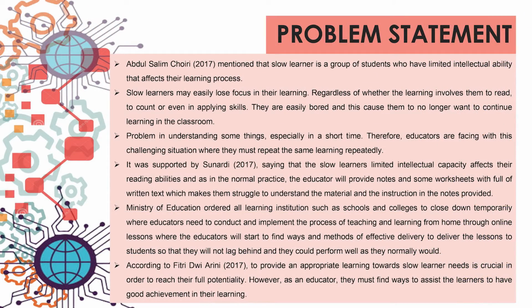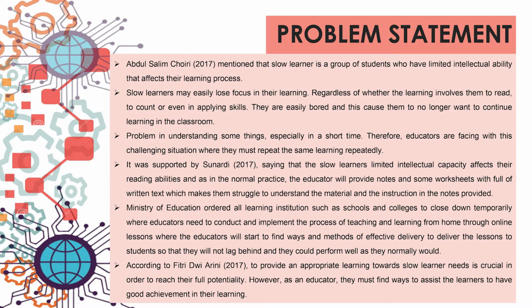I will highlight certain points of the problem statement. Slow learners may easily lose focus in their learning, regardless of whether the learning involves reading, counting, or even applying skills. They are easily bored, and this causes them to no longer want to continue learning in the classroom. They have problems understanding some things, especially in the short term.